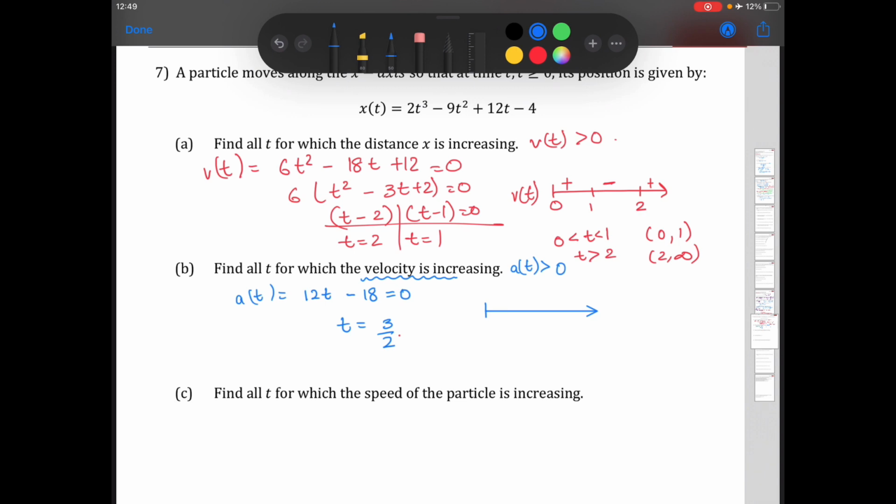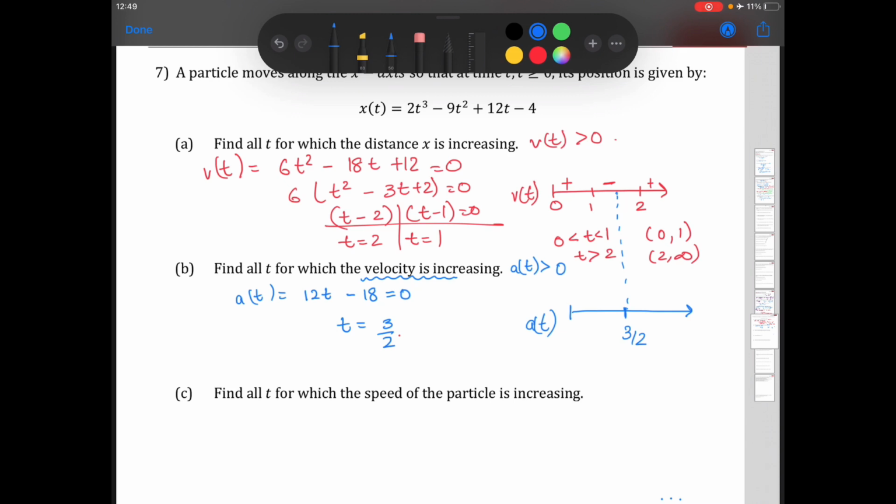Again, I want to draw it right underneath my velocity number line so I can compare it for my future questions. So 3 halves would be a number right in the middle of 1 and 2, so it'll be like here. That's 3 halves. On this acceleration number line, pick a number between 1 and 3 halves.